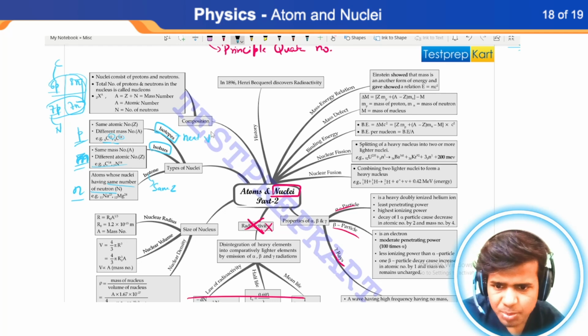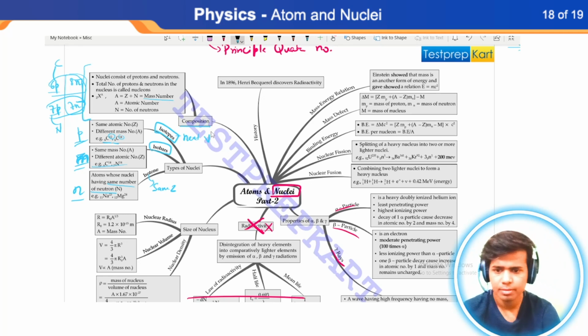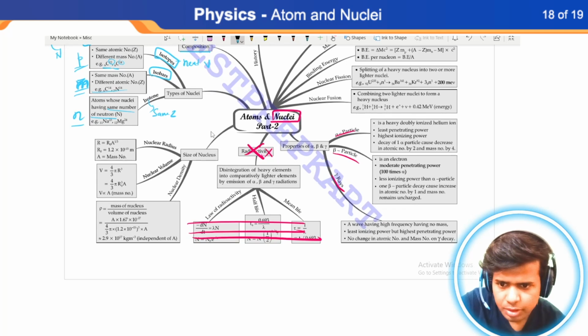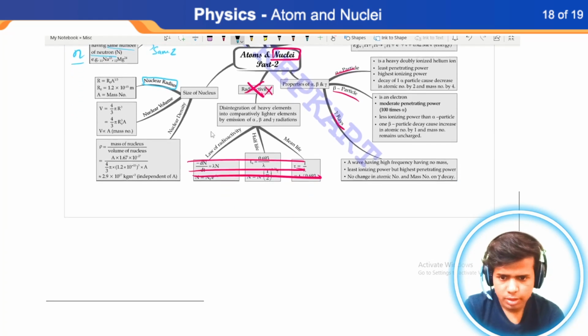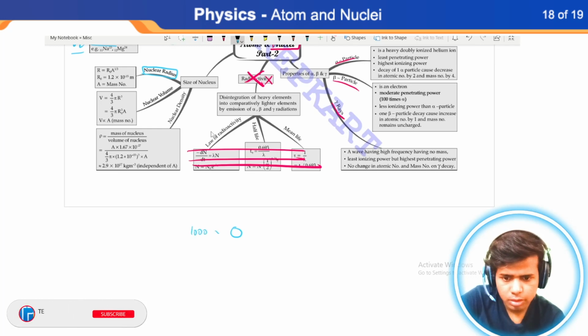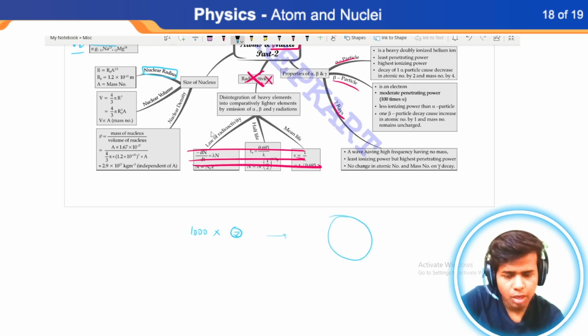Now, this is pretty basic composition, mass number and all. Not really important for us to discuss. Coming to nuclear radius. Basically, what it says is, let's say you have a drop of water, and then you combine 1,000 drops of water, and you get a bigger drop. What should be the radius of the bigger drop? If the small drop has a radius of r, how can you calculate it?